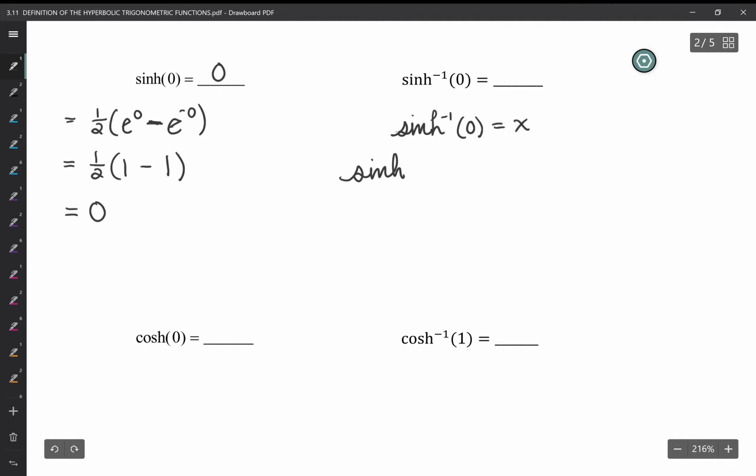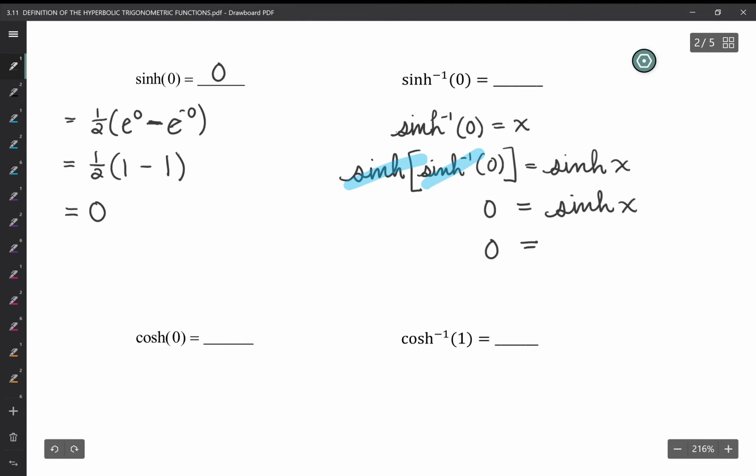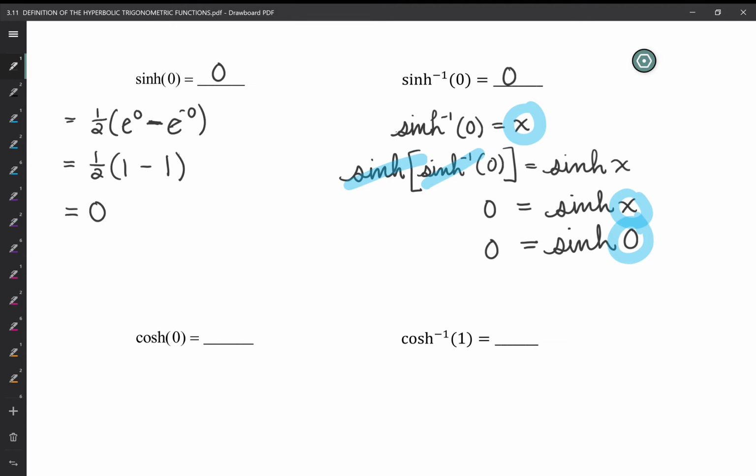So the hyperbolic sine of the inverse hyperbolic sine of 0 is equal to the hyperbolic sine of some number. Our functions will cancel out since they are inverses. So we have 0 is equal to the hyperbolic sine of some number, which is a little easier to think about. We just found that the hyperbolic sine of 0 is equal to 0. So that is the unknown number we are looking for, and the inverse hyperbolic sine of 0 is equal to 0.